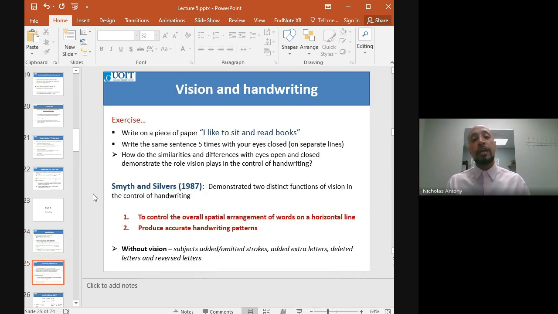But what about vision and the feedback of writing? Do we need to look at what we're writing, or do we not? So what I want someone to do, or you can all do this, take a piece of paper and write, I like to sit and read books. Write it at the top, move it down. Now close your eyes and write it 5 more times, because then you're going to do a little experiment with yourself as to what vision is important for when writing.